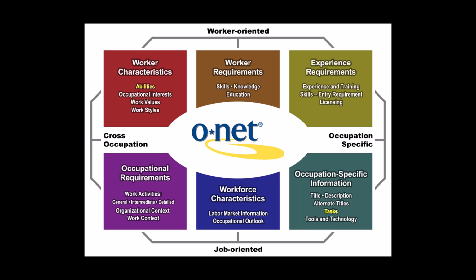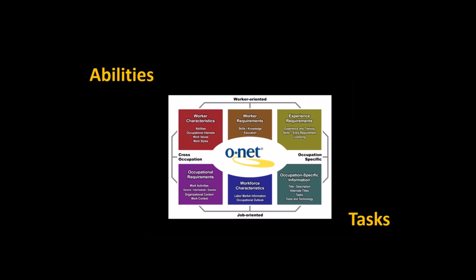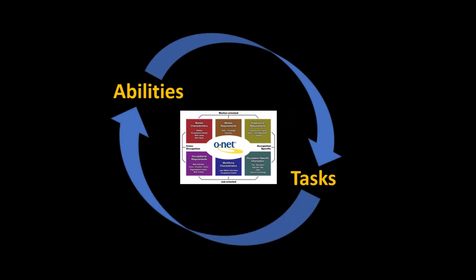The 2 databases that we're most concerned with are in the bottom right-hand corner, occupational specific information, and among the 4 different sub-databases, we're going to be concerned about tasks, which we've already looked at. In the upper left-hand corner, we're going to be looking at related worker characteristics. Of the 4 worker characteristics in ONET, we're going to focus on abilities. And the OT is the best professional to do this because OT basic training focuses on the relationships between tasks and abilities. ONET provides the structure to make that much more precise when we're looking at return to work issues.